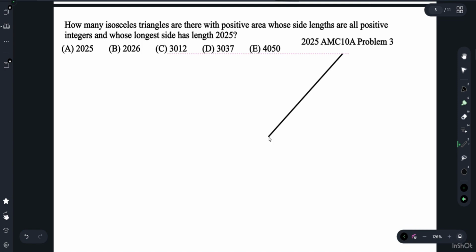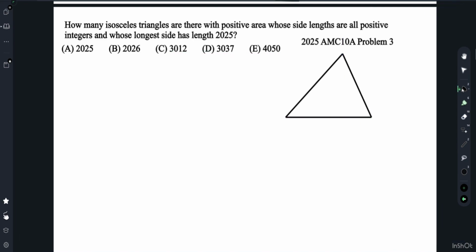So let's take any random triangle. Let's draw one right here. Any random triangle. Say let's have this side be A, this side be B, and this side be C. Well, the triangle inequality theorem tells us that the sum of the sides A plus B must be greater than C, and likewise B plus C has to be greater than A, and C plus A has to be greater than B.